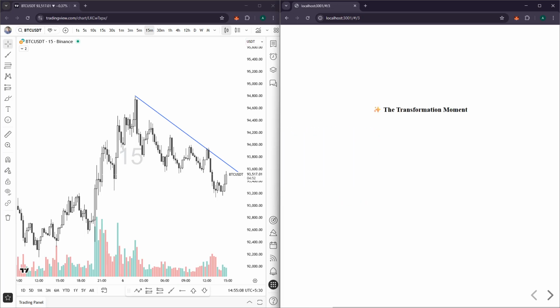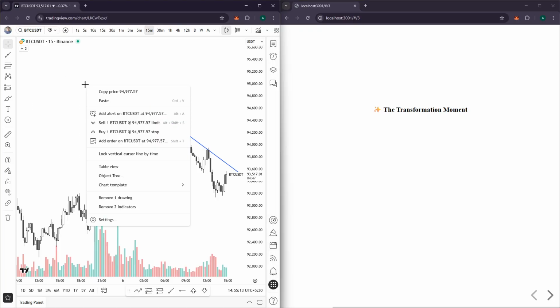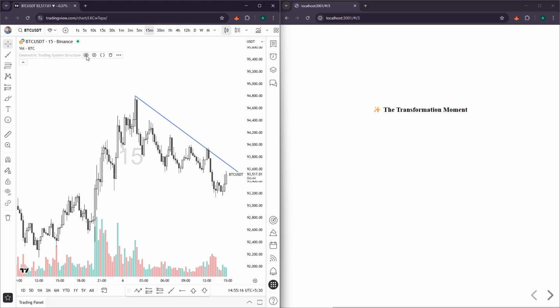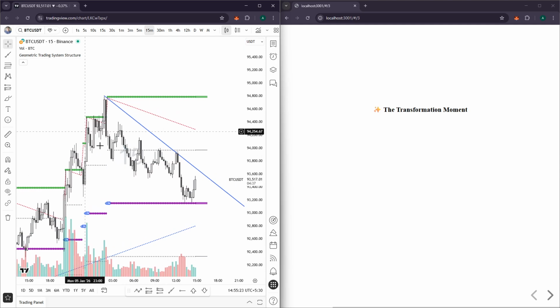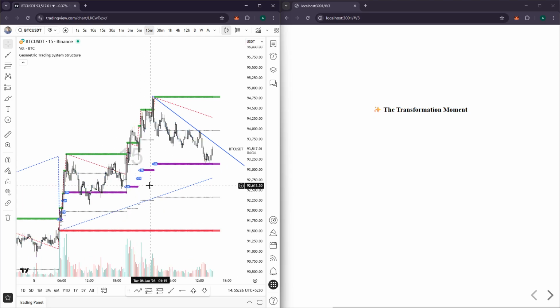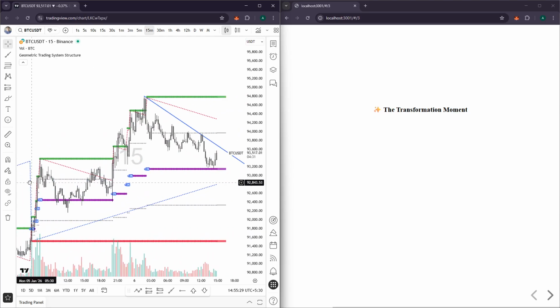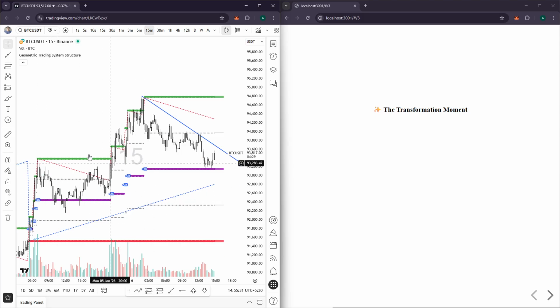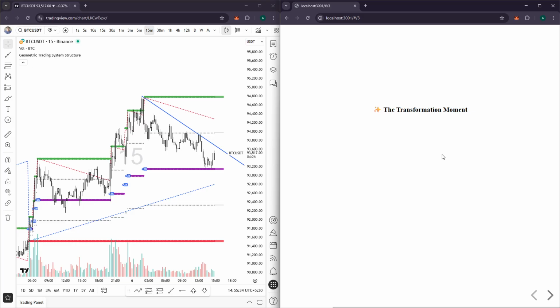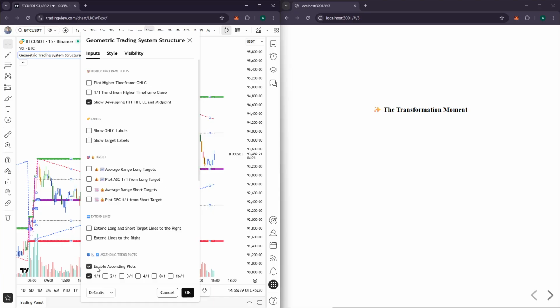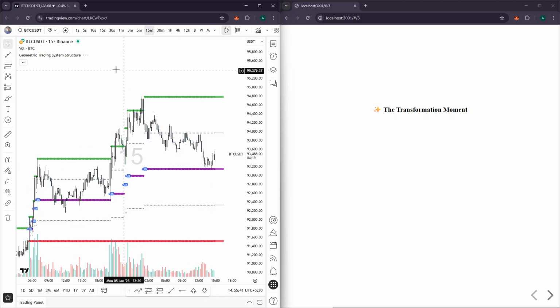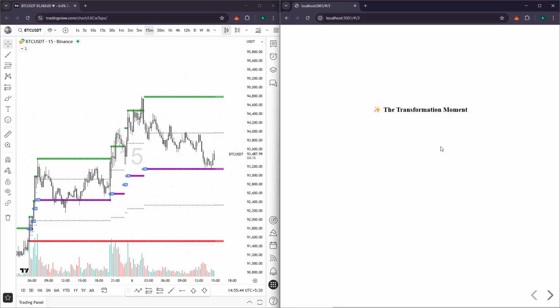Now, the transformation moment comes when we apply this geometric trading system structure and see how the chart comes to life. This is how the chart comes to life, guys. I'll explain what these lines mean, and I'll talk about the trend line later on, so I'll just disable those. Let's just talk about this structure.